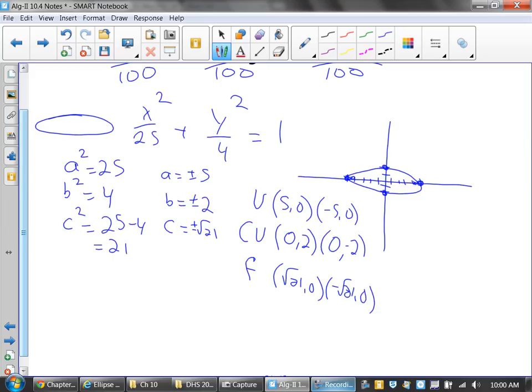Which one has the larger number underneath it? If it's larger underneath the x squared, it's left and right. If it's larger underneath the y squared, it's up and down. That's the only rule. Okay?